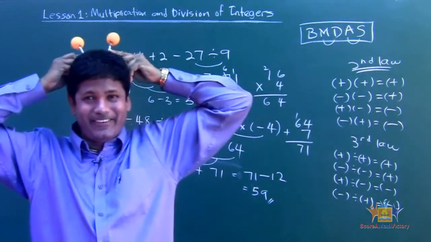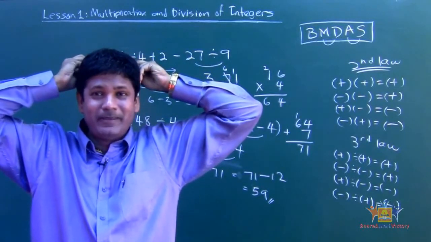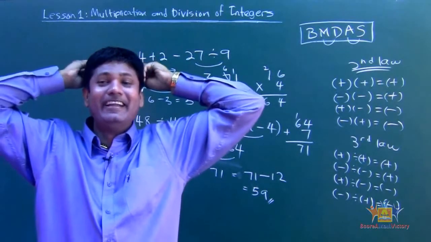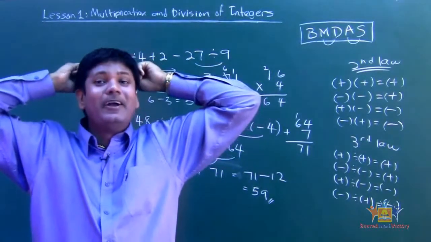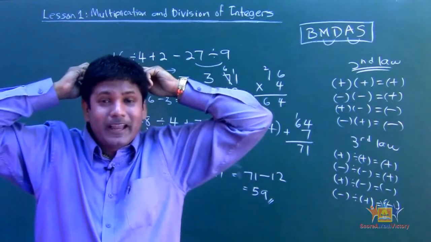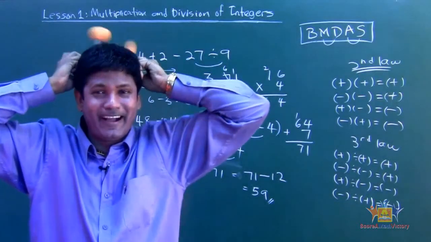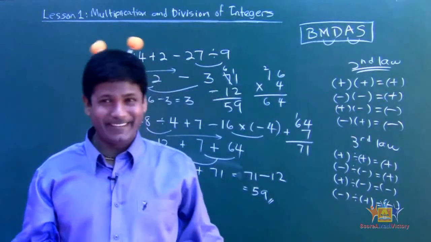Ding! Antenna should go up. If you see a negative number, what should you do? Ding! Antenna should go up. Again, if you see a negative number, what should happen? Your antenna should go up right there. Okay, you like that? All right.